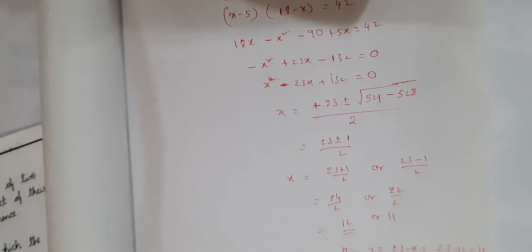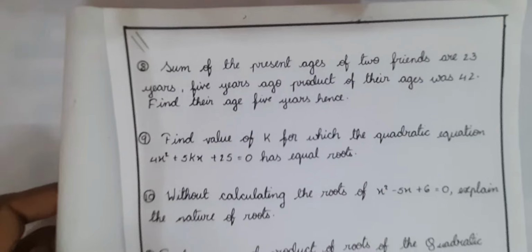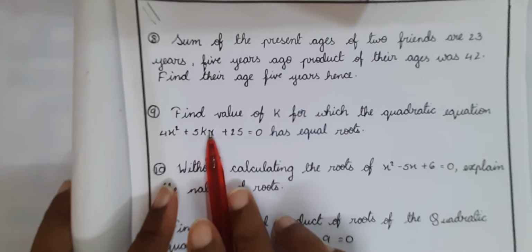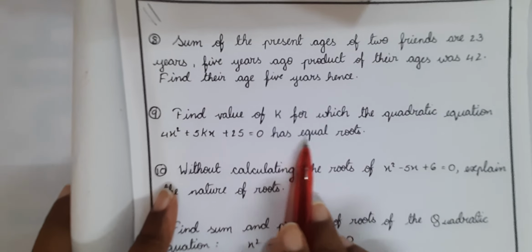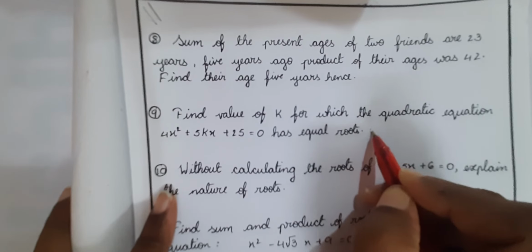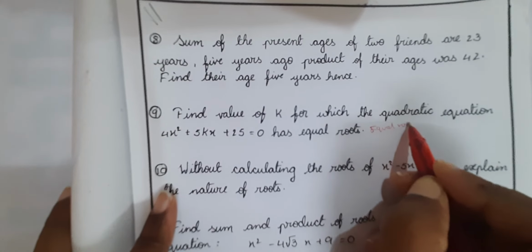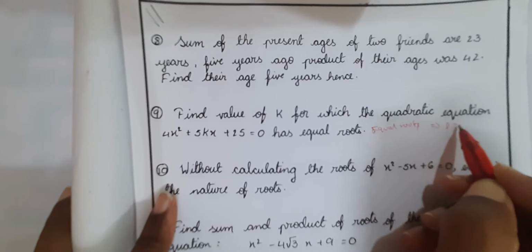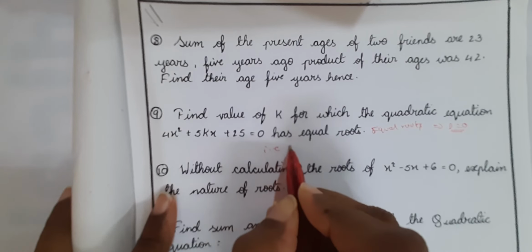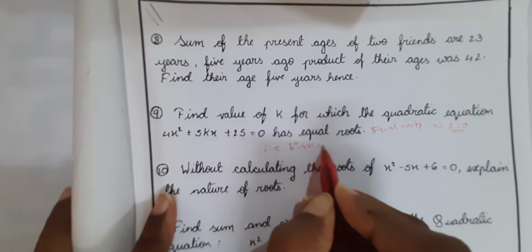Second part. This is the last part. So now the next one is: find the value of k for which the quadratic equation 4x square plus 5kx plus 25 is equal to 0 has equal roots. Equal roots means D is equal to 0. Discriminant is 0. That is b square minus 4ac is equal to 0.